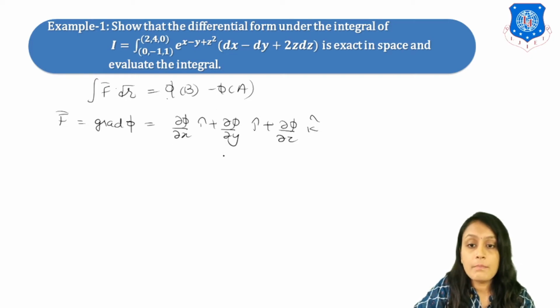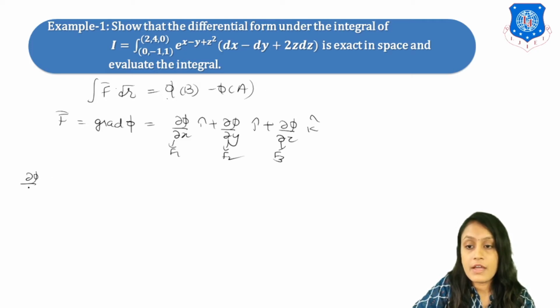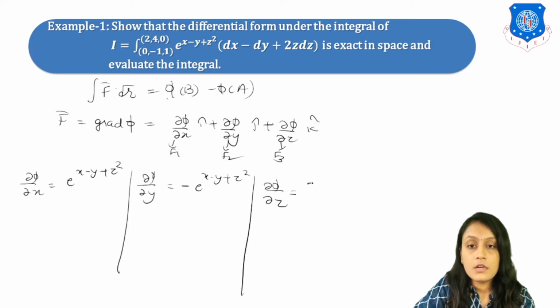Okay, just compare this with f1, f2 and f3. We know what f1 is: del phi by del x. Compare it, and you will get e raised to x minus y plus z square. Now del phi by del y is minus e raised to x minus y plus z square, and del phi by del z is 2z e raised to x minus y plus z square.